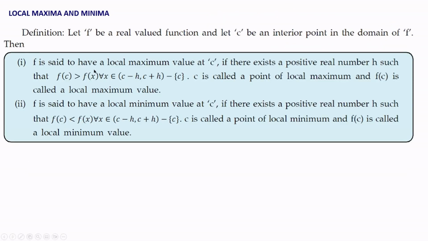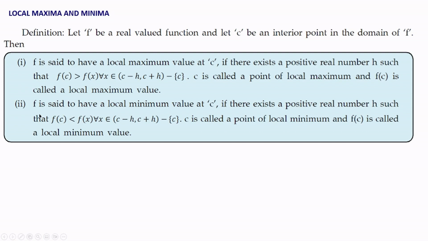So here is the definition. Let f be a real valued function and let c be an interior point in the domain of f. Then f is said to have a local maximum value at c if there exists a positive real number h such that f of c is greater than f of x for all x belonging to (c minus h, c plus h) minus the point c. Then in this case, c is called a point of local maximum and f of c is the local maximum value.